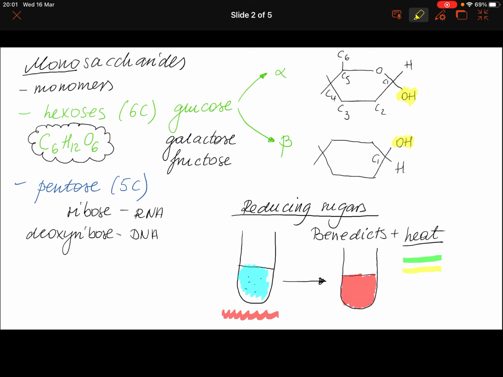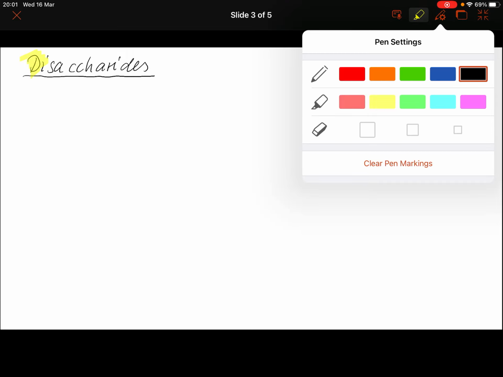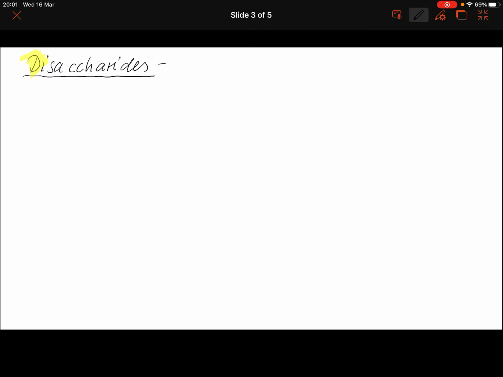Other group of the carbohydrates are disaccharides. So we're going to look into disaccharides now. Disaccharides, as the term stands for, di means two. So disaccharides are formed from the condensation reaction of two monosaccharides.